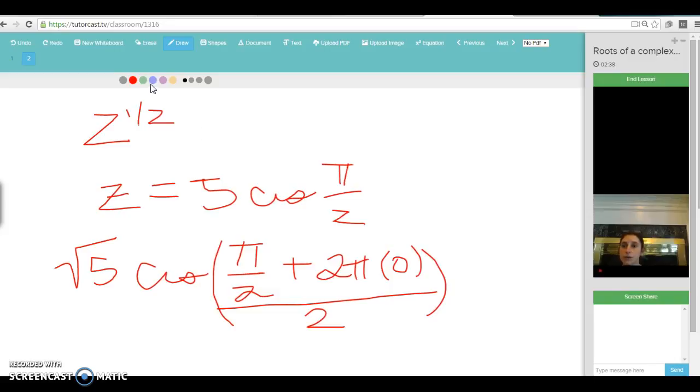So my answer for the first of the 2 square roots, I'm going to write it up here, is root 5 cis pi over 4. That's the first of my 2 square roots.